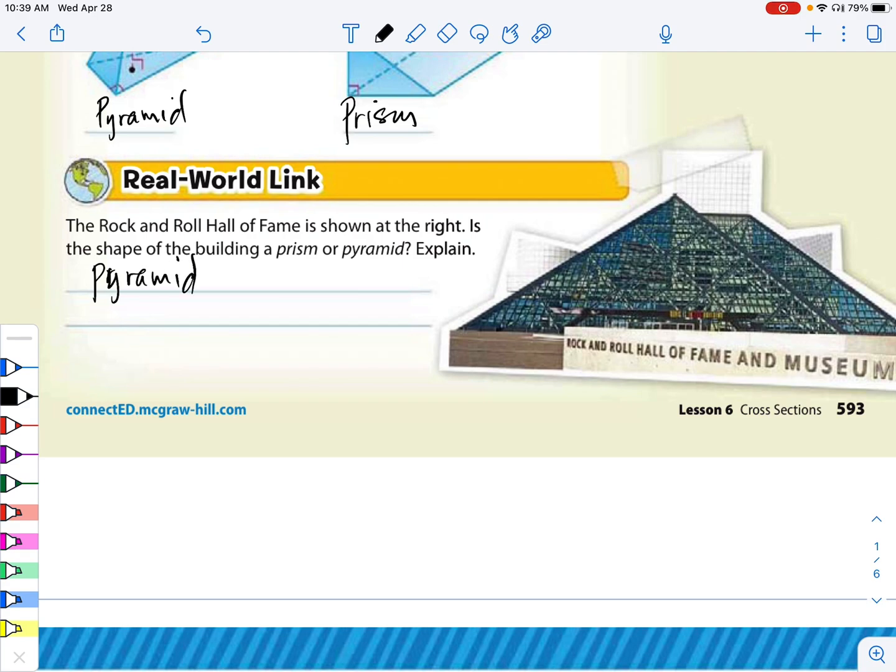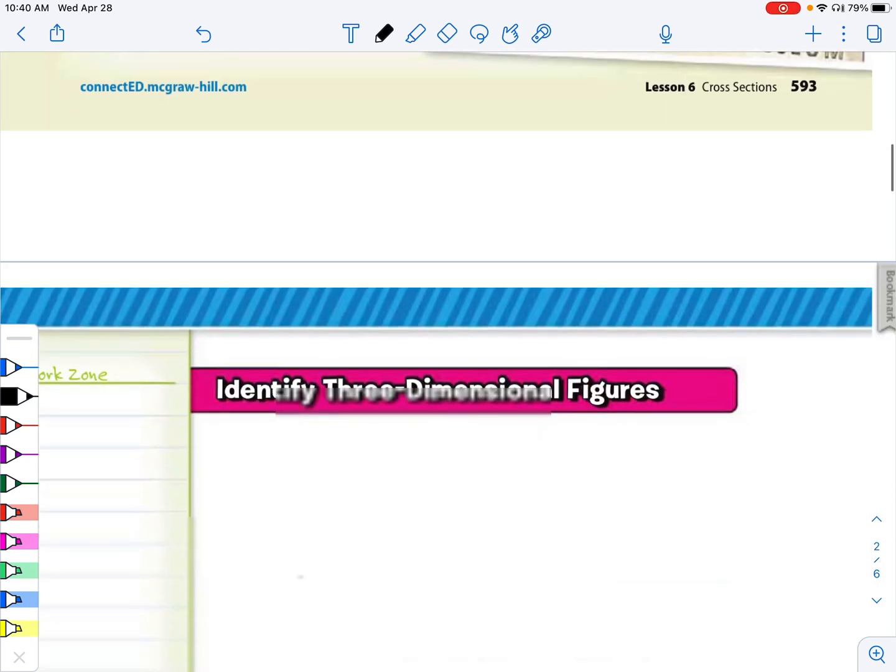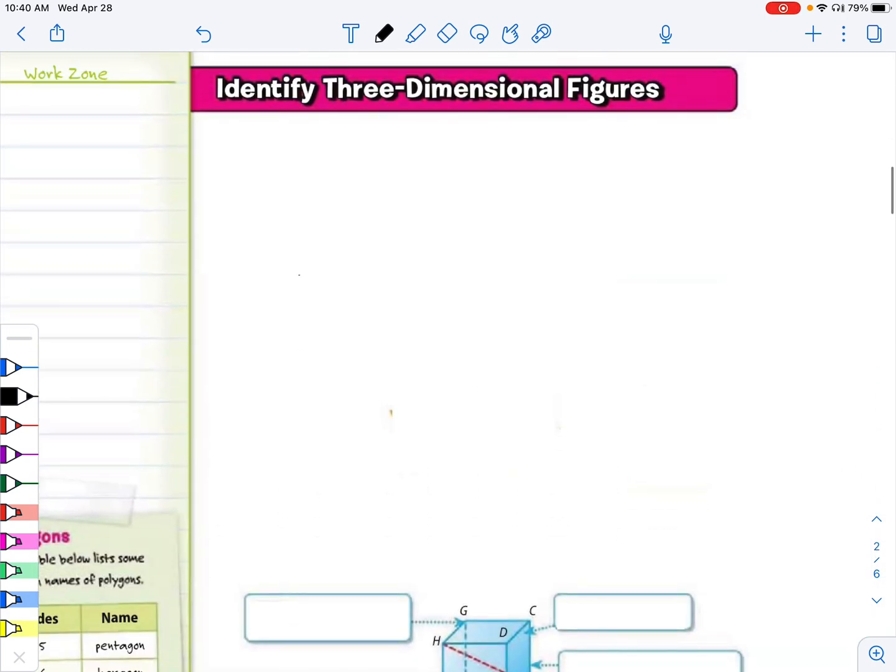Okay, it is a pyramid because its faces are triangles, and it has only one base.